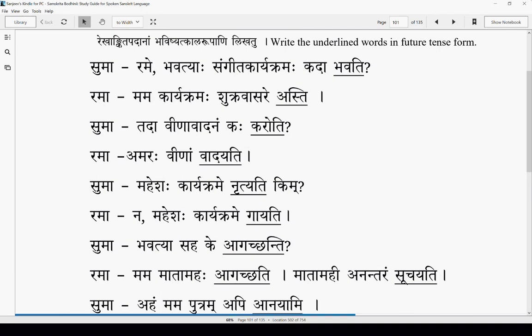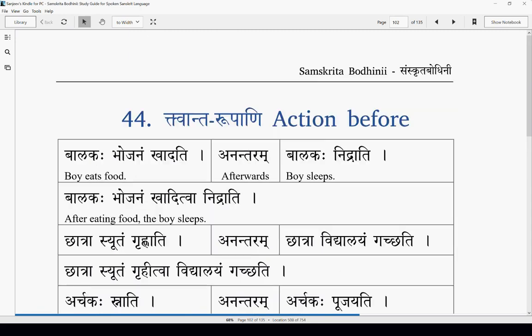Sorry, I did not realize this was Abhyasa. Suma Tada Veena Vadanam Karoti, Karishyati. So you can just refer to the table and find Vadayati, Vadayishyati, Vityati, Artishyati, Gayati, Gasyati, the simple ones.